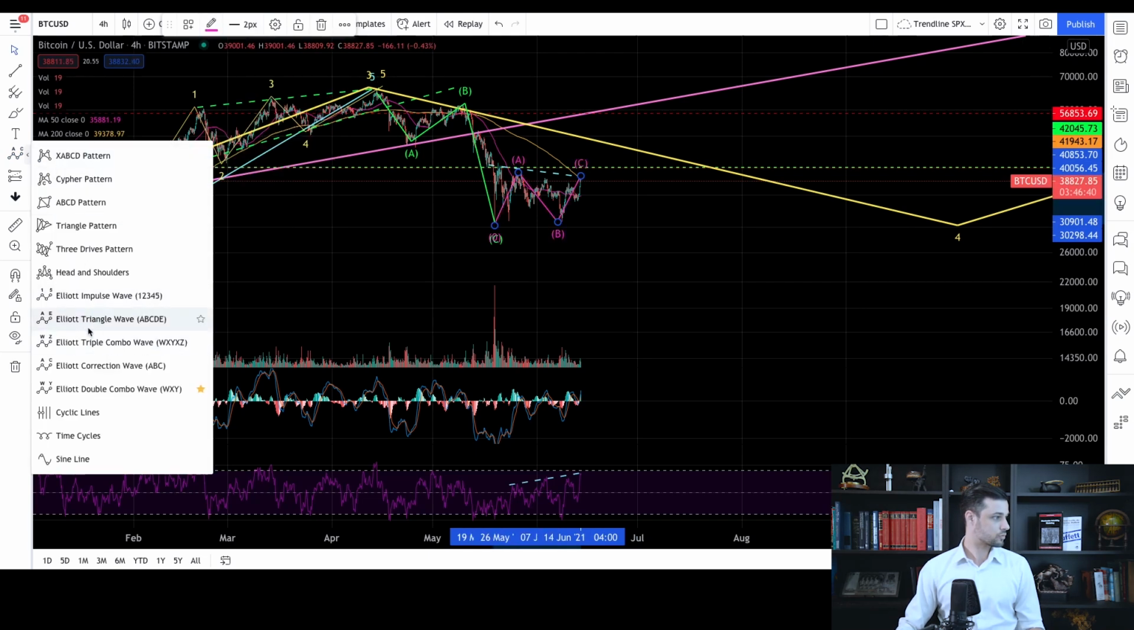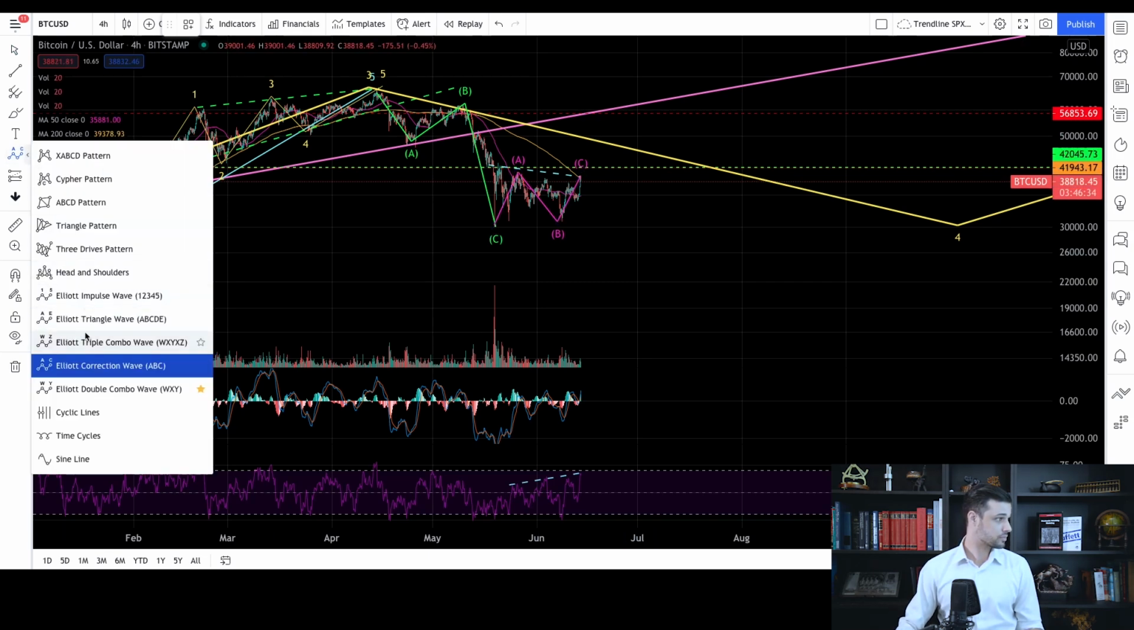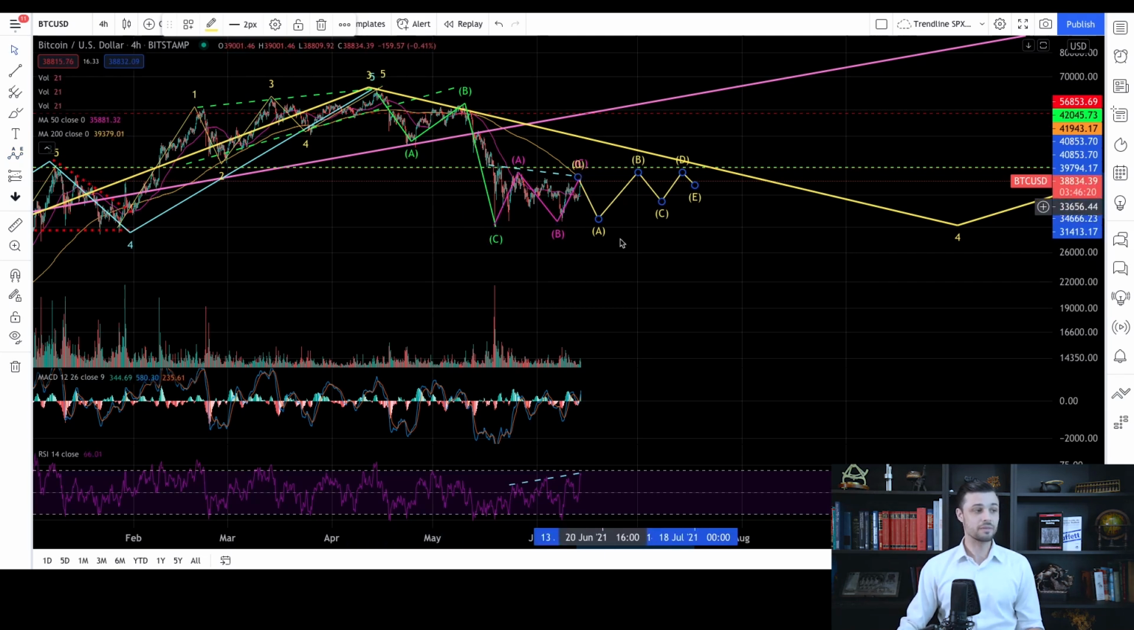And I think we're going to do one more. So we're going to have 3. So I don't know if it's going to be a triangle. Sometimes it's triangles. So let me put here a triangle. Usually the last pattern of a WXY correction is also a triangle. So it might be something like this. So I'm just giving you here an example, but it can be anything actually. It can be a flat, a triangle, a zigzag.